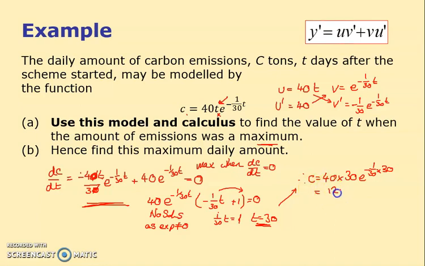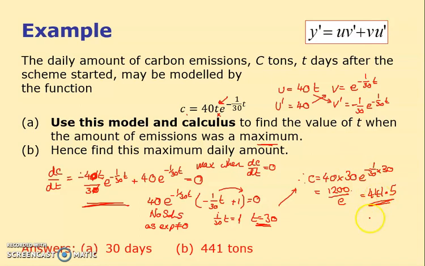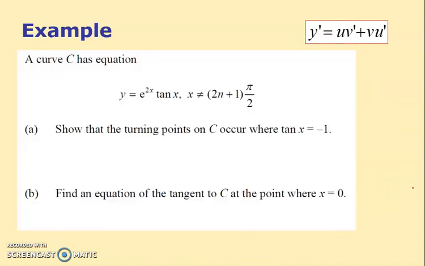I suppose it's better, you could write it as well, over e, because it's e to the minus 1. I reckon that's 441.5 or something like that. I don't even know what the question's about. It's emissions, tons, and presumably 441 tons. So yeah, it was actually that, because it was 441.45. So they've rounded correctly. I've rounded to 1 dp. So they're both right. Now we've got an exam question here.